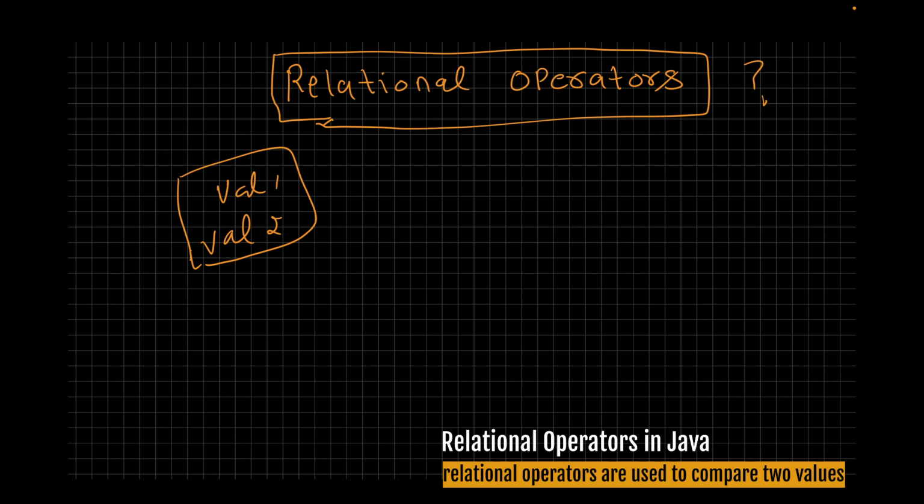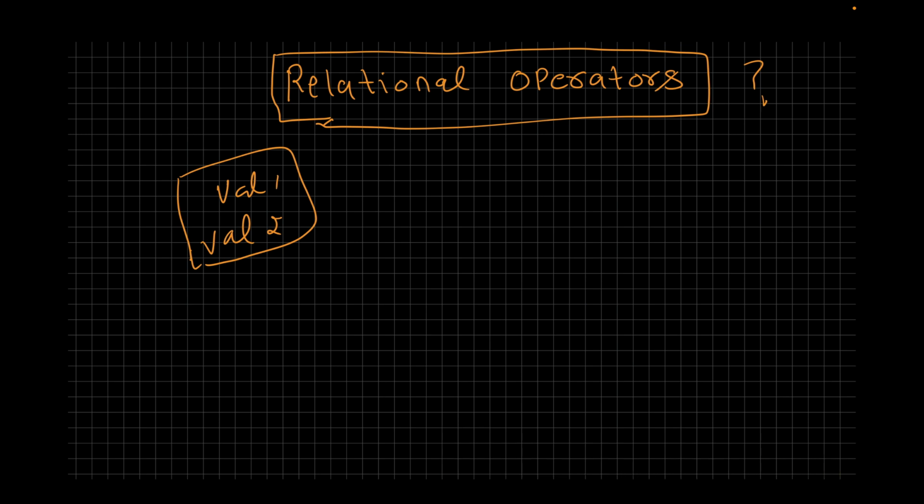Now, what I mean by compare? There might be different scenarios where you want to compare two values, right? And based upon those values, they will help you make some decisions based upon those conditions. For example, if this part of the condition is true, I probably will do something like this, or if that is true, I will do something like this.